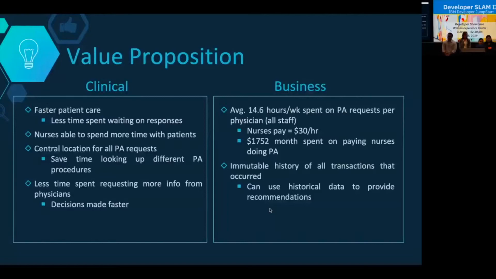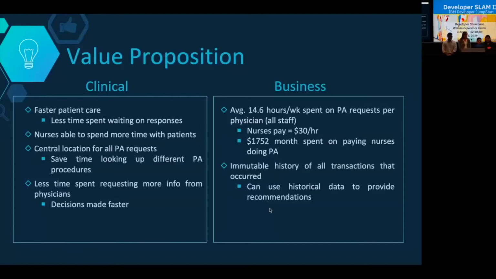Nurses will be able to spend more time with patients, which is the reason they became nurses. They didn't become nurses to deal with prior authorization requests all the time. So we're going to look to create a central location for all prior authorization requests and save time for medical personnel looking at different procedures for different companies.